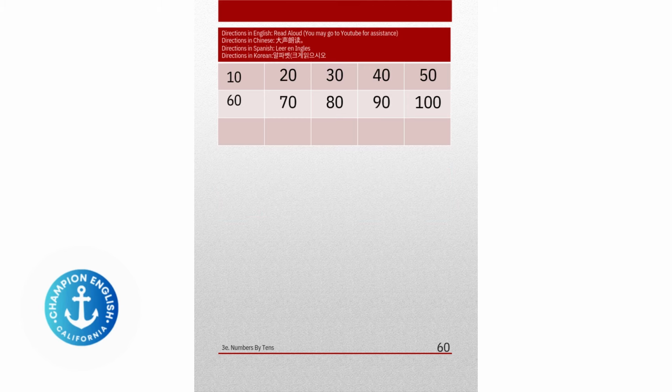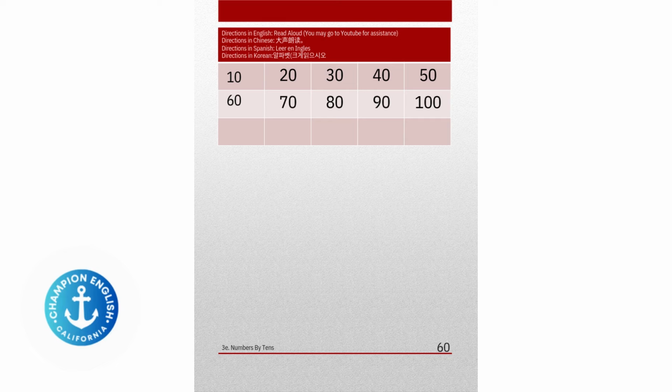Well done. So counting is so important. Being able to count from 1 to 10, being able to count from 1 to 20, and also being able to count by tens. So right now we're going to do this together and we are going to practice counting by 10. So here we go. 10, 20, 30, 40, 50, 60, 70, 80, 90, 100.